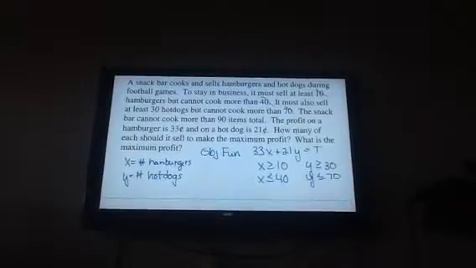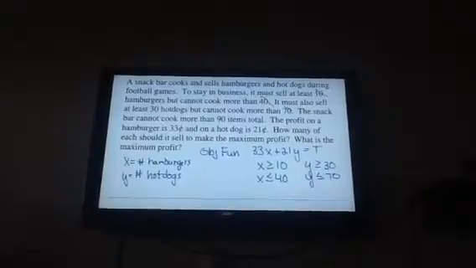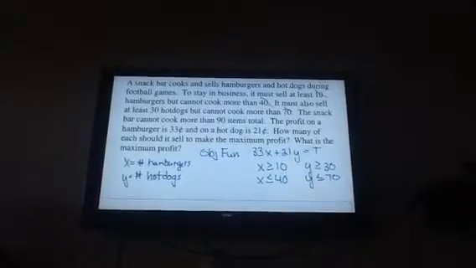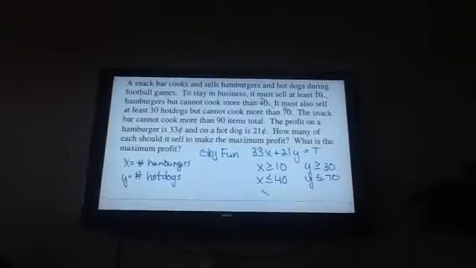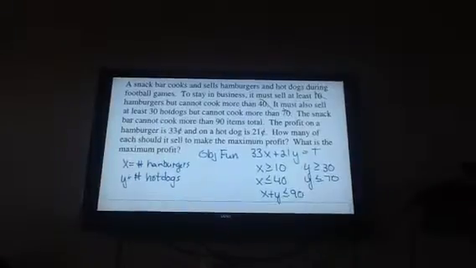The snack bar cannot cook more than 90 items total. So total hamburgers and hot dogs all together, which means adding them, has to be less than or equal to 90.